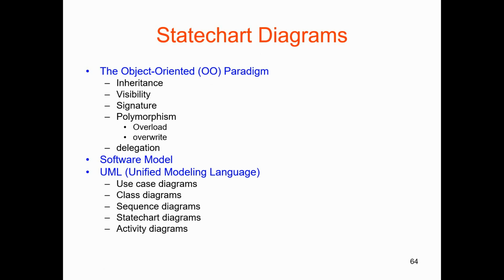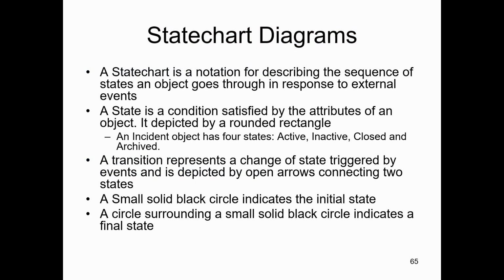Okay, the next diagram is the state diagram. A state diagram is also a dynamic diagram, but this one is used to describe the sequence of states an object goes through in response to external events. An external event is a function call: one calls a function inside this object. Then, when the object is in a different state, it will trigger a state change.